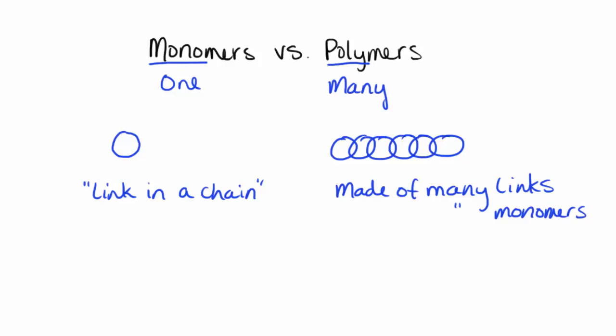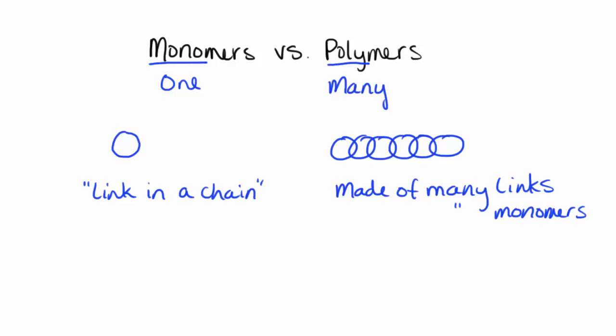The monomers are the individual subunits, and then we can take a bunch of those and join them together to make things that are much larger. So we're going to be learning how to identify different types of polymers, but the key to identifying the types of polymers will be first to be able to identify the monomers.